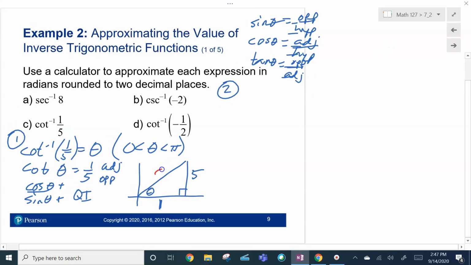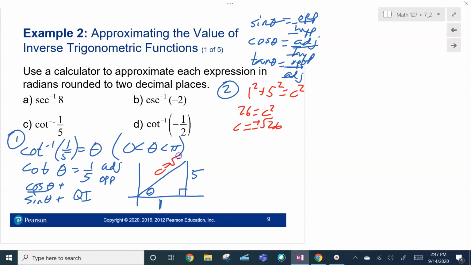for our hypotenuse right here. I'm going to call it C. So 1 squared plus 5 squared equals C squared. So 26 is C squared. C is plus or minus root 26. So take the positive root 26 there. So square root of 26 is our hypotenuse. And then what we do here is we have no arc cotangent on our scientific calculator.